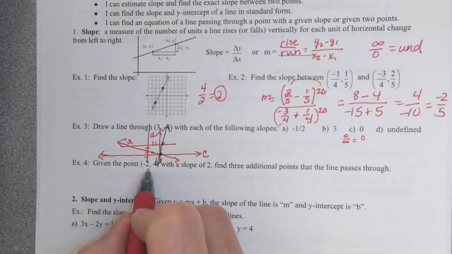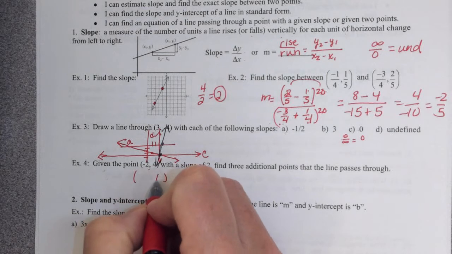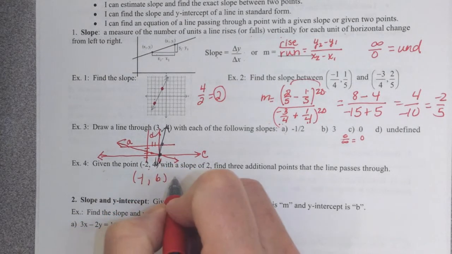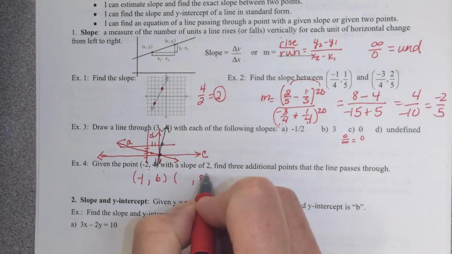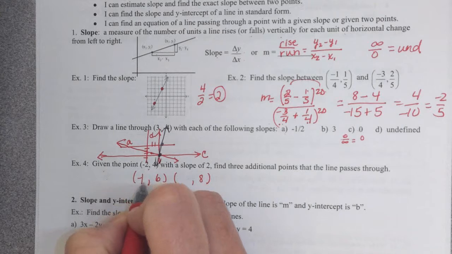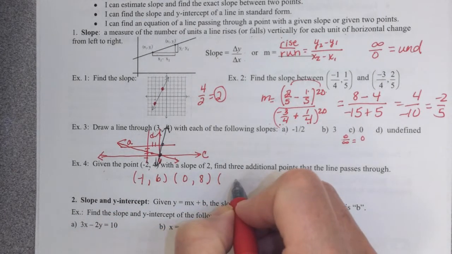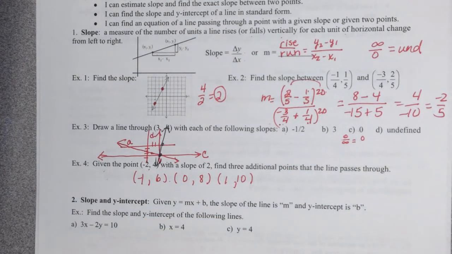If I want to have a slope of 2, that means that I would have to go up 2, so that's 6, and to the right 1, that would put me at negative 1. I could do that again. I can go up 2 from here, that would put me at 8, and then to the right 1. From here, I would go up 2 and to the right 1. So there are 3 additional points.